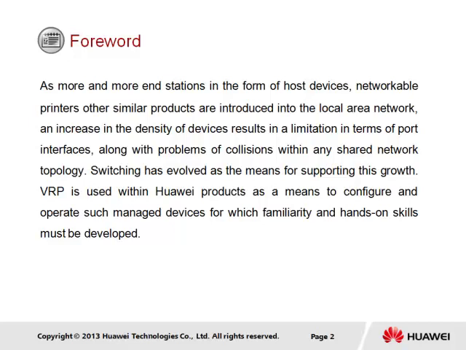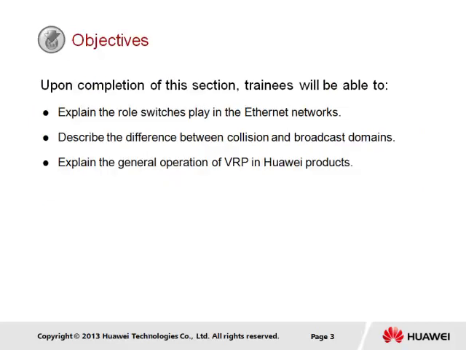VRP is used within Huawei products as a means to configure and operate such managed devices, for which familiarity and hands-on skills must be developed. So upon completion of this section, it is generally expected that trainees will be able to explain the role switches play in the Ethernet networks, describe the difference between collision and broadcast domains, and explain the general operation of VRP within Huawei products.